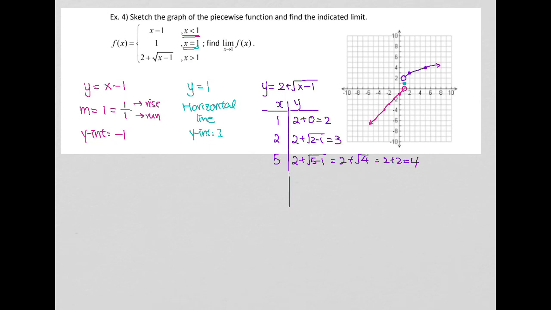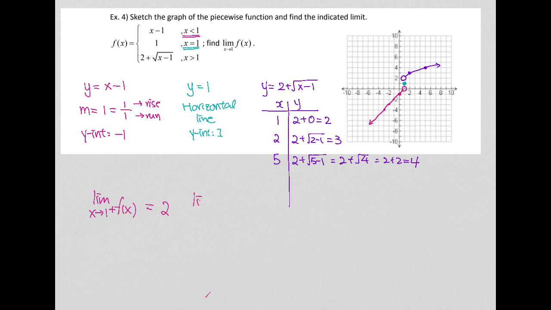Once we finish the graph, we are using the graph to find the limits. Once again, before we can find the limit as x approaches 1, we have to look at the right-hand side limit and left-hand side limit. So first, when x approaches 1 from the right, we look at the graph. On the right will be here. So follow the purple line. As x is getting closer and closer to 1 from the right, your y value is getting closer and closer to 2.